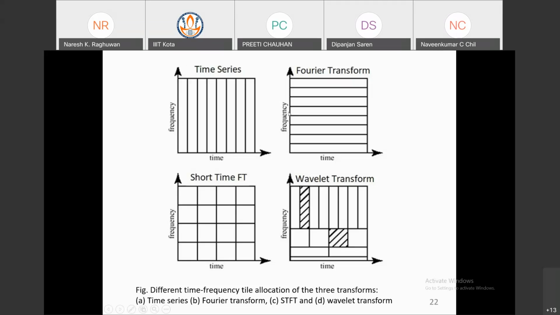In the Fourier transform, this is the time and different frequencies are there. The time duration is fixed, but you will get different frequencies.